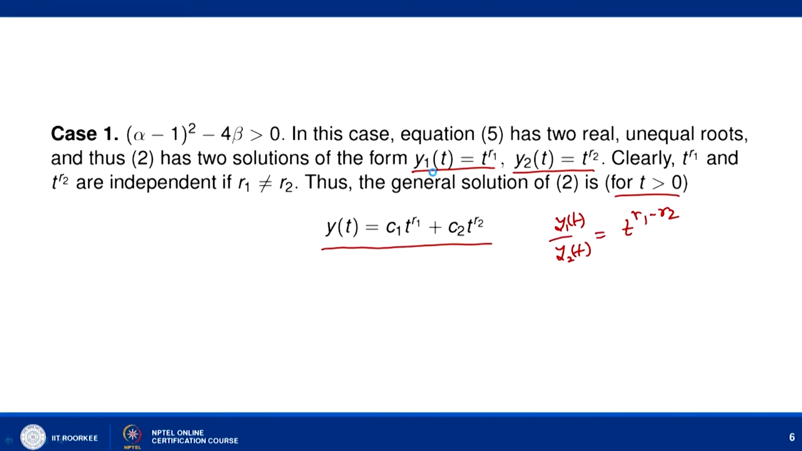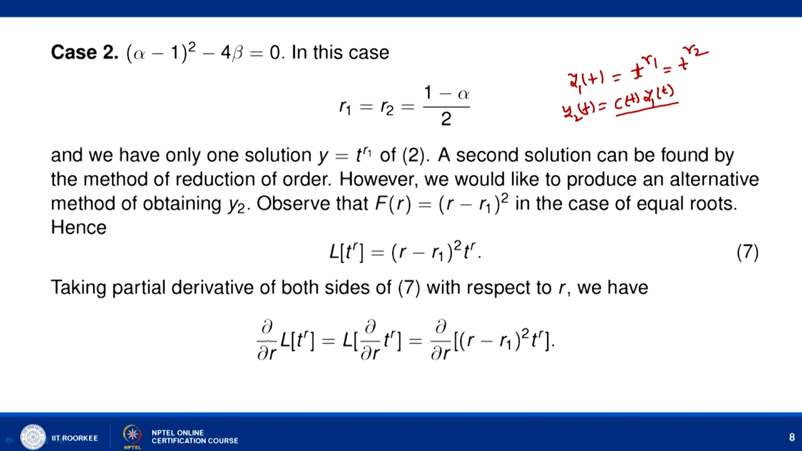So, in this procedure we are applying the partial derivative with respect to r. Since this L is independent of r, we can take the partial derivative inside. So, we can write ∂/∂r of L of t to the power r as L of ∂/∂r of t to the power r. And if you look at the right hand side, it is ∂/∂r of (r minus r1) whole square t to the power r. So, let us see what it will give us.